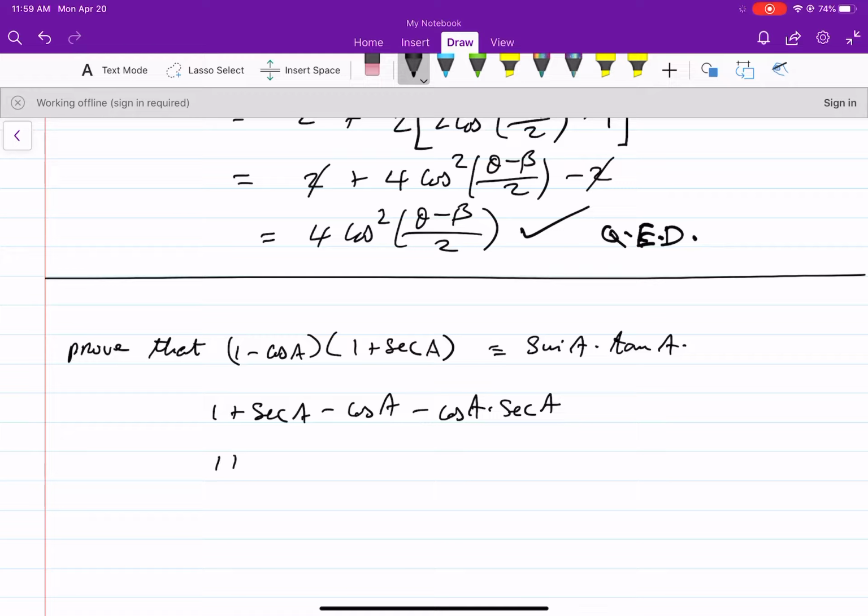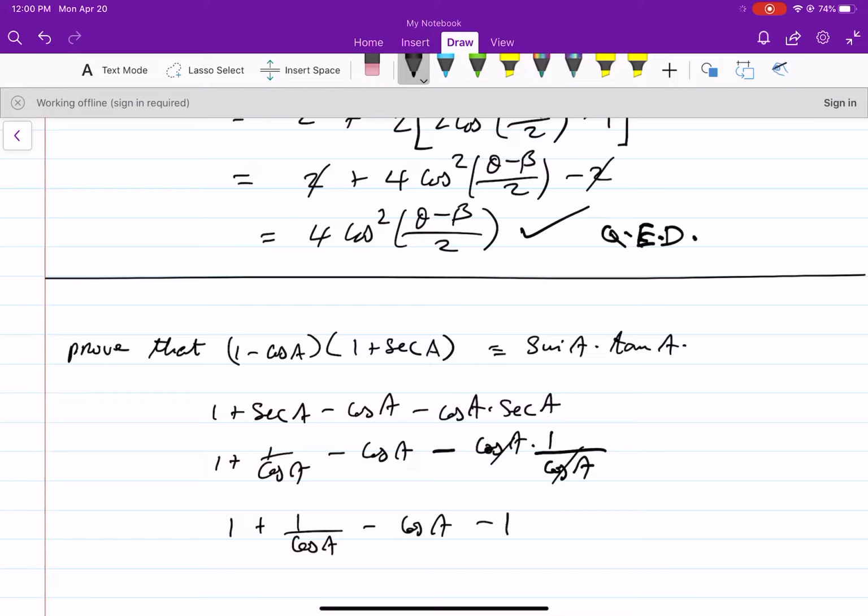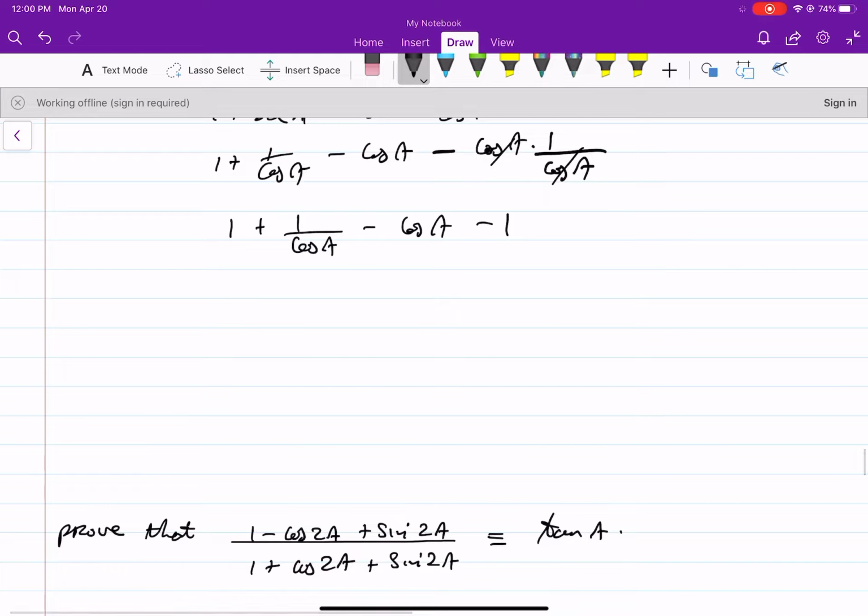Okay, this is 1 plus sec is 1 upon cos. Everybody knows that. Minus cos A. And then minus cos A times sec, which is 1 upon cos. These two will cancel. What do I have left? 1 plus 1 upon cos A minus cos A minus 1. The 1s will cancel out. And I have left 1 upon cos A minus cos A.